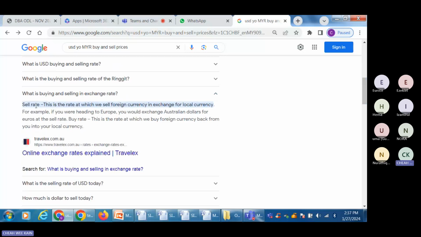So a sell rate is the rate at which we will sell foreign currency exchange for local currency. And the buy rate is just the opposite. The buy rate is the rate at which we will buy foreign currency exchange for local currency. So whether you are buying or selling, the difference between buying and selling prices is where the money changer makes money, for example.